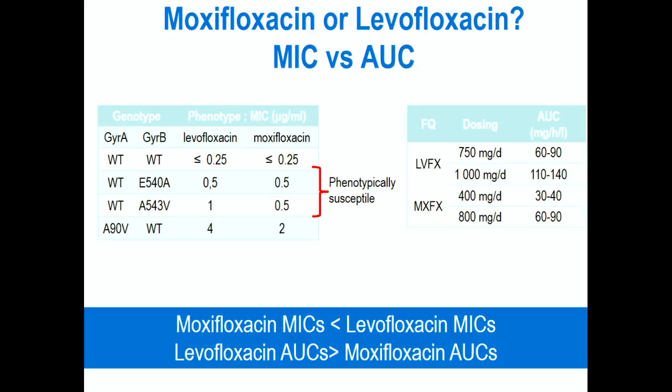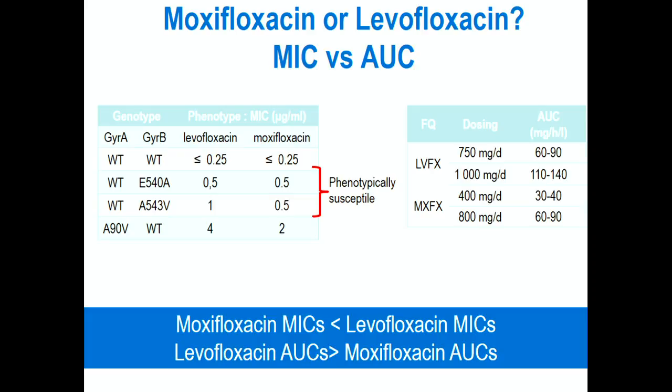And we added these two mutants because we really wanted to see in detail how low-level resistance has an impact on the activity of the drugs. And I just underline that if you use the definitions of WHO, these strains are called phenotypically susceptible to fluoroquinolones. They have mutations, but they are officially susceptible.